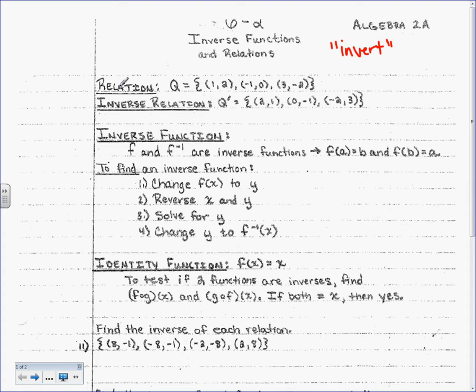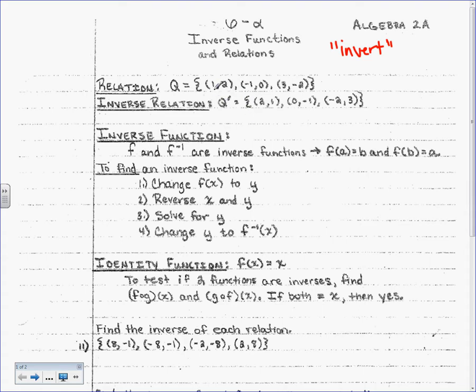So if they give us a relation and they called it Q, these are totally random. These aren't like anything special. They just gave us some ordered pairs, okay? So they gave me 1, 2, -1, 0, and 3, -2. If I want the inverse of that relation, it's called Q prime. That little apostrophe or tick mark is called prime. You literally invert all the x's and the y's.